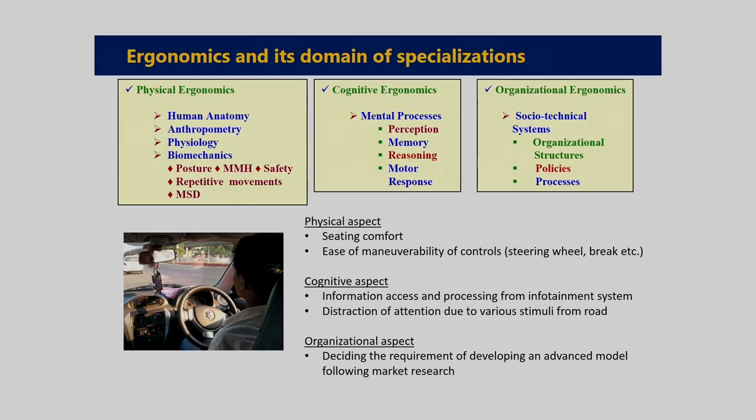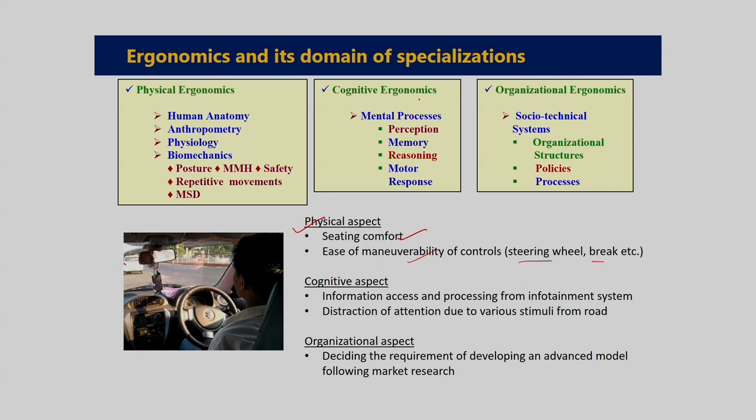Under physical ergonomics, we discuss human anatomy, anthropometry, physiology, biomechanics, and under biomechanics, posture, manual material handling, safety, repetitive movement, musculoskeletal disorder. These various physical aspects of human beings and their compatibility with the automotive components are discussed under physical ergonomics. So, here you can see this person, the driver, is driving this vehicle. If we want to study physical ergonomics aspects, then what will we study? We study the seating comfort, whether the person can see outside, how is his visibility inside and outside the vehicle, how it is in operation, steering wheel, brake, etcetera.